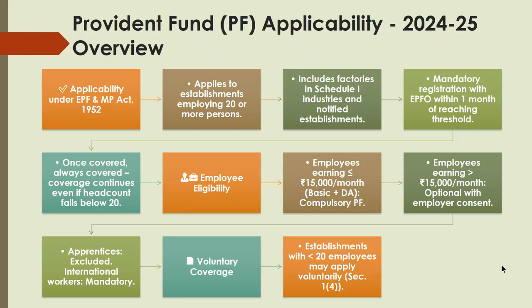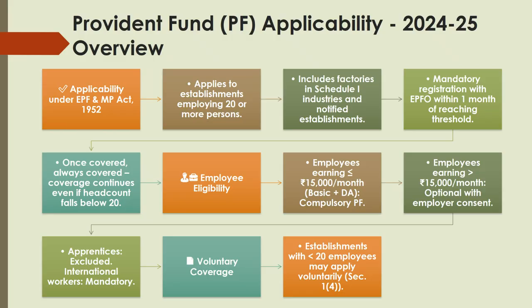So what about the remaining 22 whose salary is less than 15,000? If they wish not to participate, can they do so? The answer is no. If your salary is less than 15,000, you cannot opt in and opt out. There is no option at all. But if your total salary, basic plus DA, is more than 15,000, then you have an option not to participate in the PF scheme. So these are the basic limits.